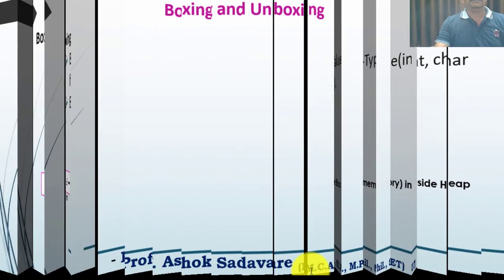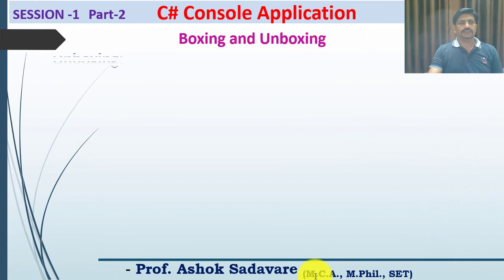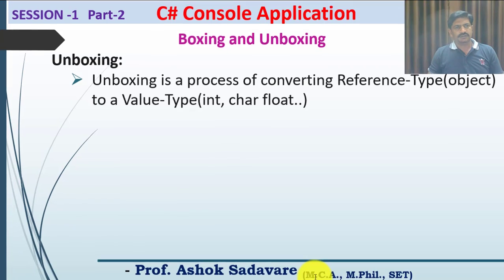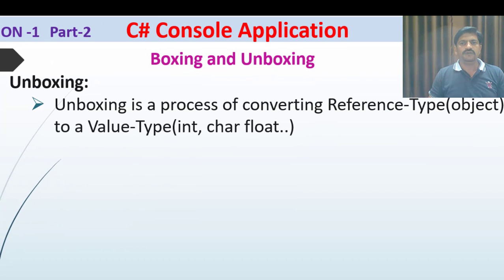The next process is called the unboxing process. What is unboxing? Unboxing is the opposite process of the boxing process. Unboxing is a process of converting a reference type, that is object type, to the value type. When you assign a reference type to the value type, then it is known as the unboxing process.